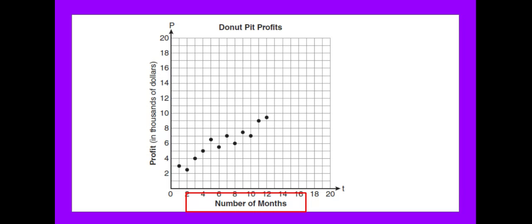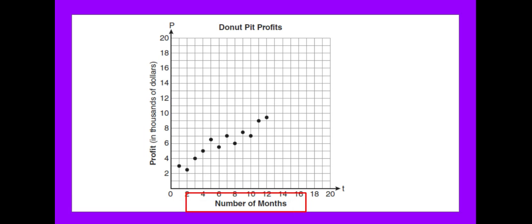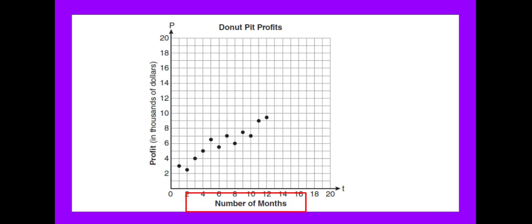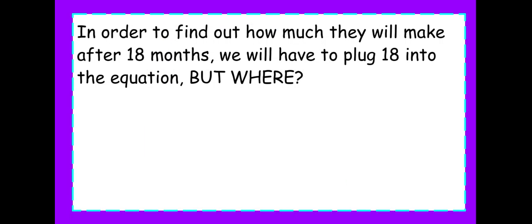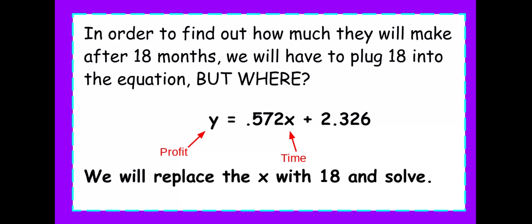Well, if you look at the bottom here, number of months is on our x-axis. So looking at our axes, that will help tell us where we're going to plug it in. Since it represents the x number, we're going to plug it in for x. So since time is x and profit is y, we will plug 18 in for x. And then we're going to solve.